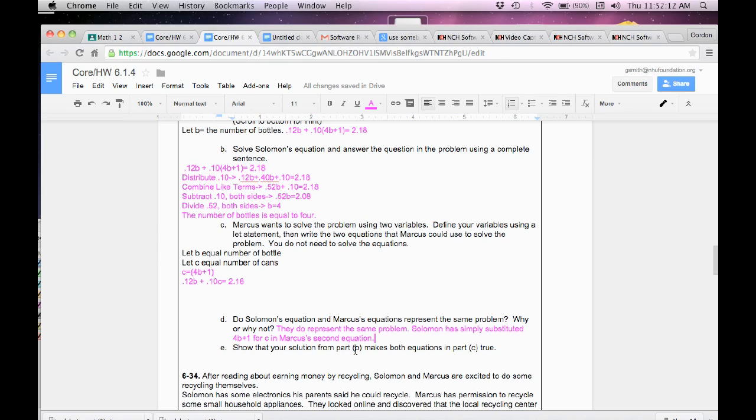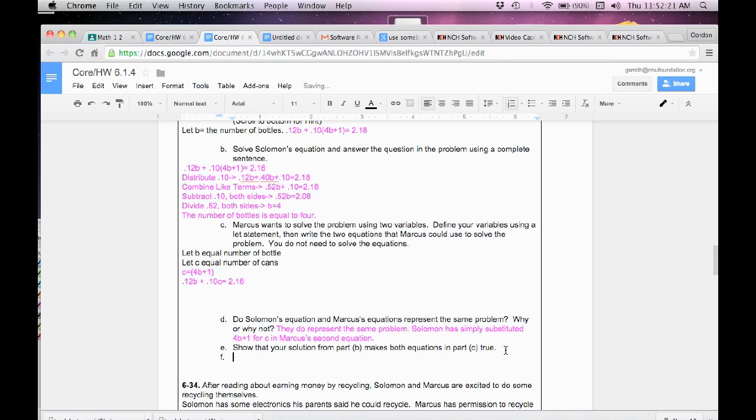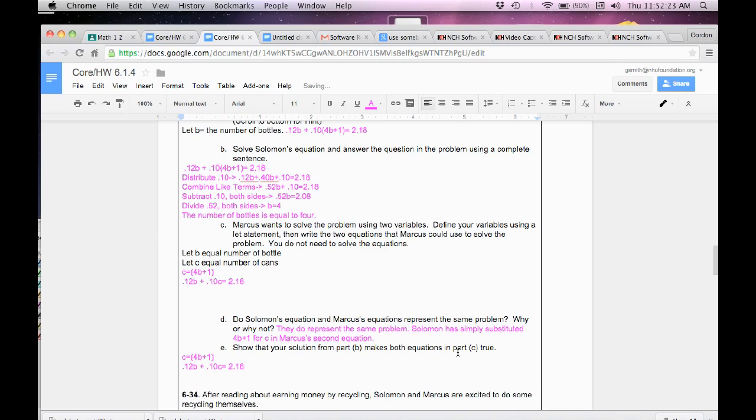Okay, so now we're going to show that our solution for part B makes sense for both equations in part C. So what we'll do is we'll just copy these down here. This isn't solving, this is just copying. And we figured out that B was equal to 4. So what I'm going to do here is substitute in 4 for B. Okay, so C equals 4 times 4 plus 1. So now we can continue this. 4 times 4 is 16. 16 plus 1 is 17. Therefore, C equals 17.